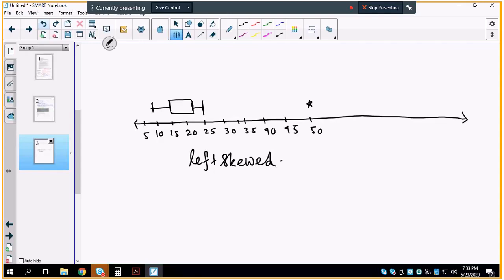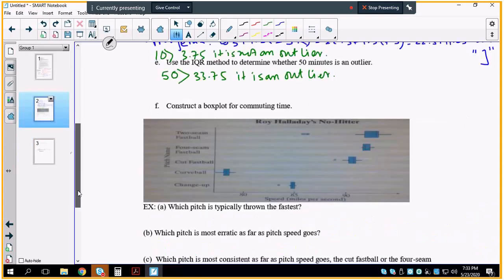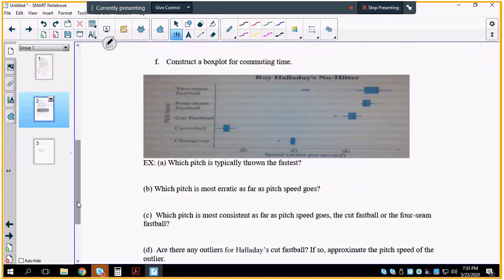Okay, so let's come back to our last problem and answer this question. Construct a box plot for commuting time, which we have done. Then we are given a bunch of box plots, and depending on them, we're going to answer some questions. Which pitch is typically thrown the fastest? If you look at the fastest pitch, speed in miles per second, is this one. That's the typically fastest pitch, the 2-seam fastball. So that should be the answer to the first question. It's the 2-seam fastball.